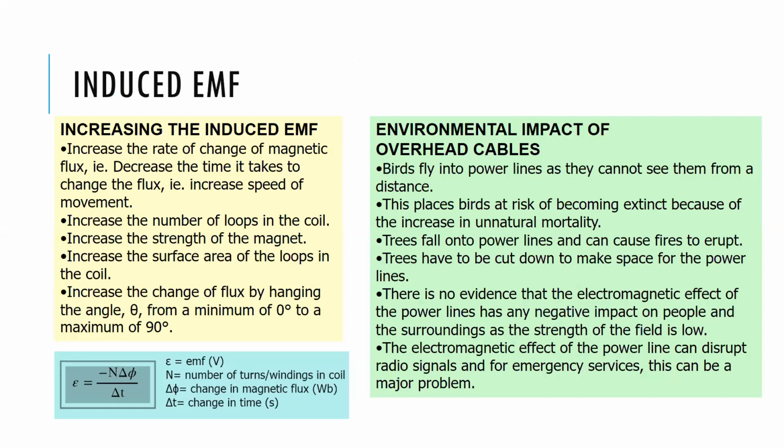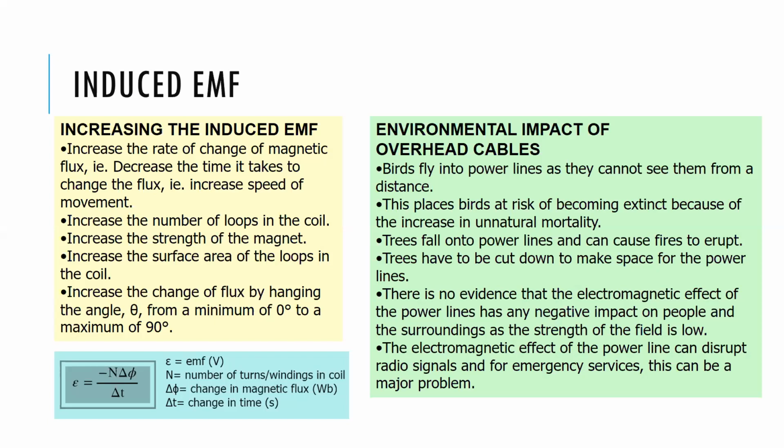And then we said that increasing induced EMF, how can we increase the induced EMF? By increasing the rate of change of magnetic flux, by turning the coil faster, decreasing the time, okay? These are all three the same thing, okay? And increase the number of loops, which is directly proportional according to the formula.